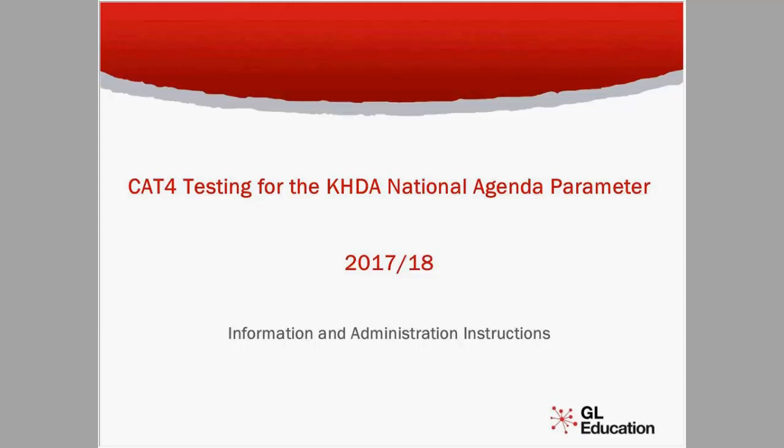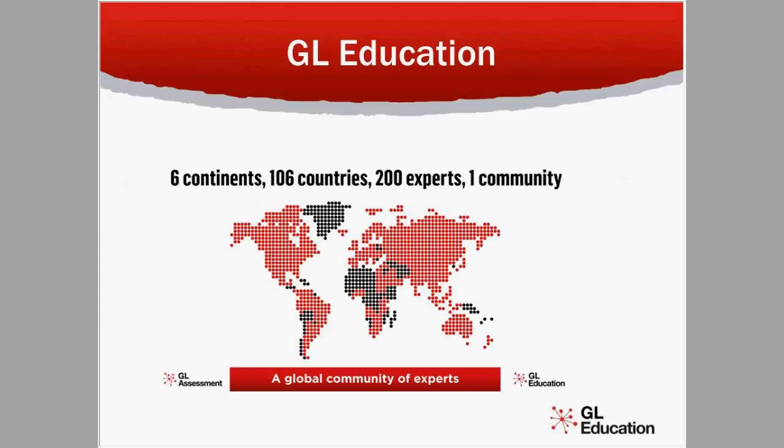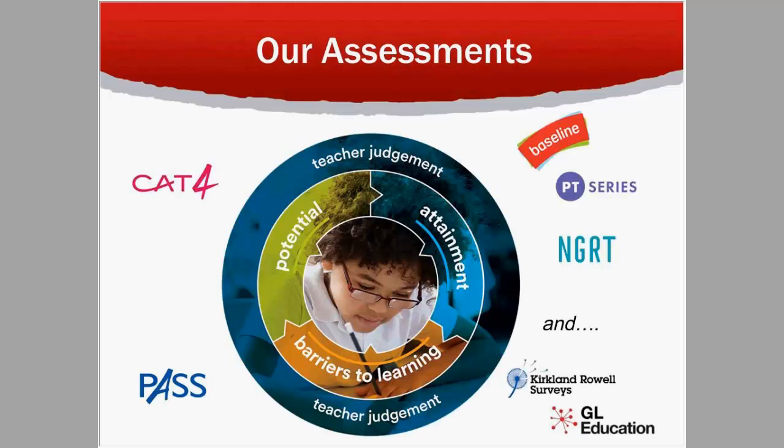So with no further ado, we are GL Education. Hopefully you already know about us, but we provide assessments to schools all over the world, and they'll all be using them to improve teaching and learning. Our assessments consist of 3 different types, Cat4 being the one that assesses potential. Then we also have assessments to assess attainment, as well as potential barriers to learning. And that works all together to hopefully improve teaching and learning at the school.